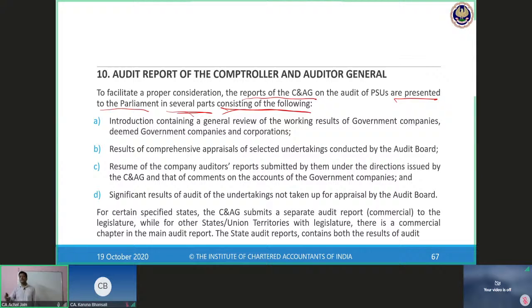And all of these aspects which go beyond the financial statements are also reported to the parliament for their review, for their assessment, for their consideration, so that accordingly a new set of policies, new set of procedures, new set of schemes can be implemented and improvements can be brought out.